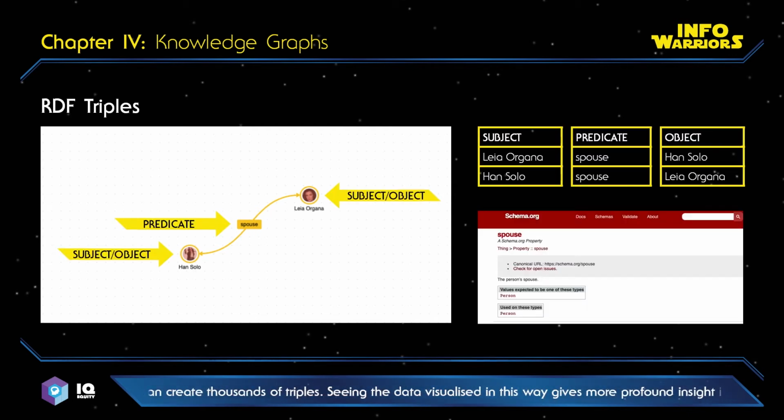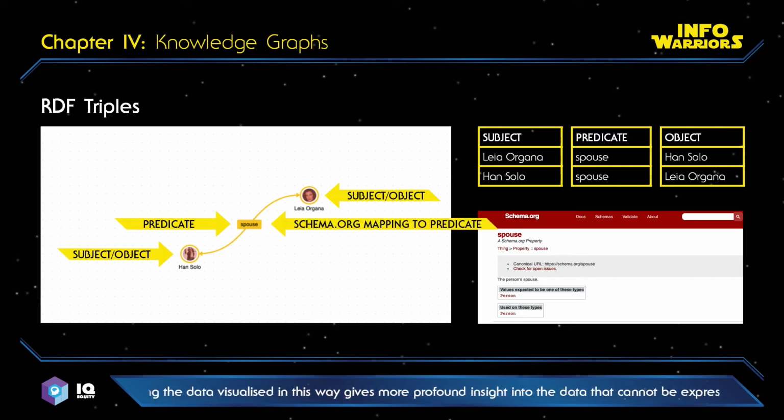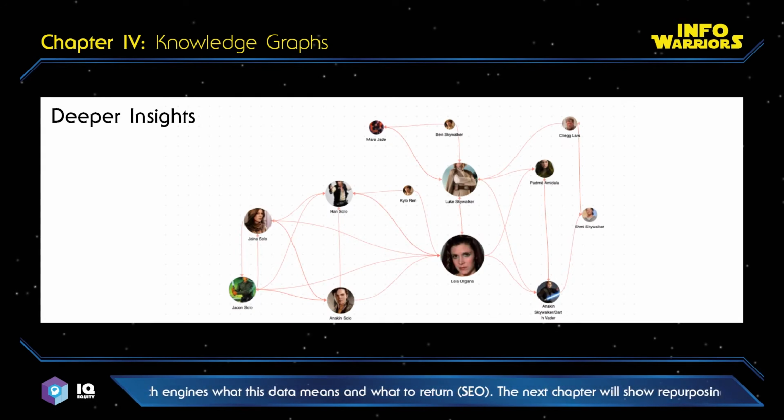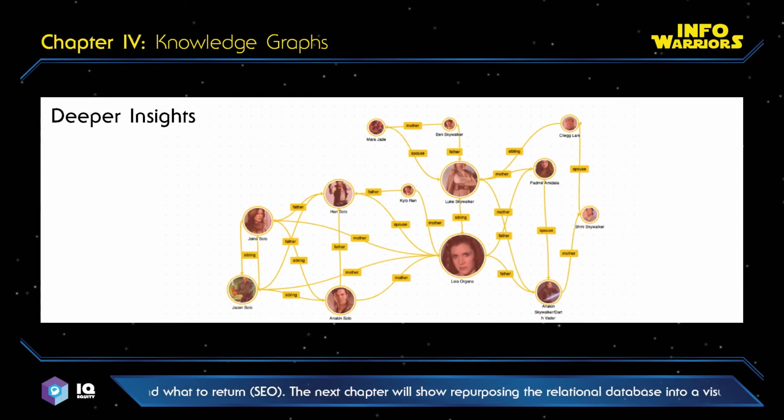Seeing the data visualized in this way gives more profound insight into the data that cannot be expressed easily in a relational database. Using the information on a website tells search engines what this data means and what to return, SEO. The next chapter will show repurposing the relational database into a visual interface.